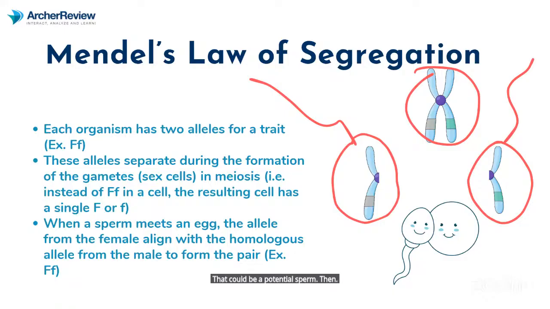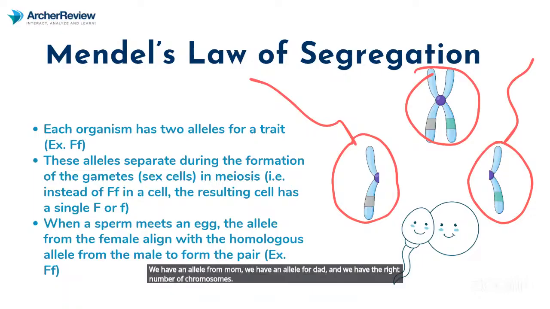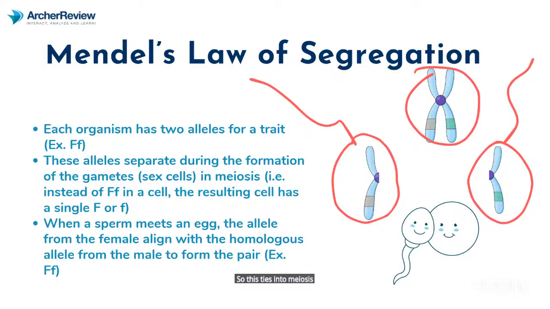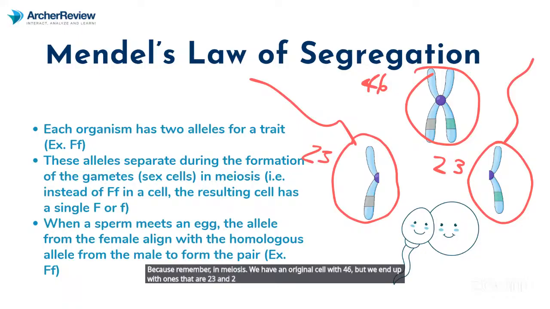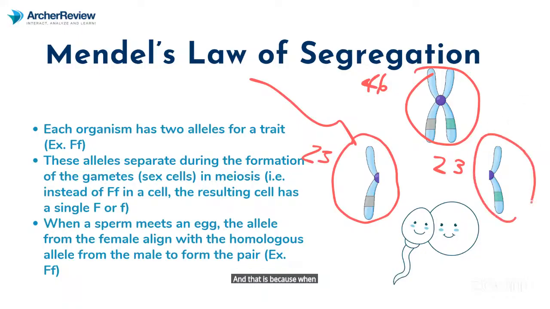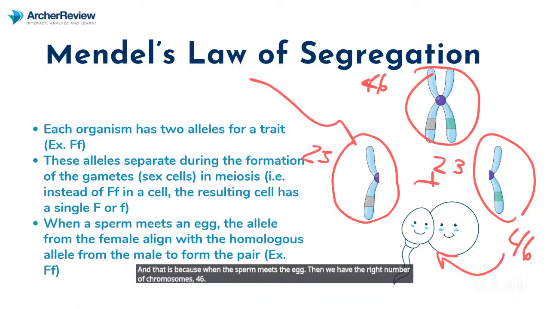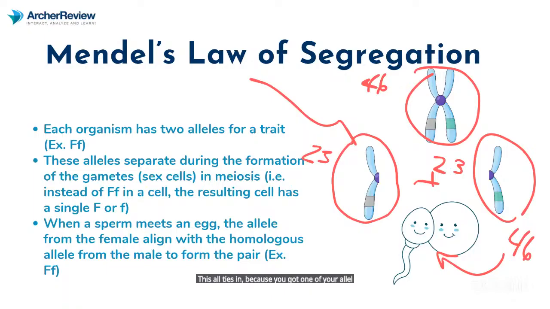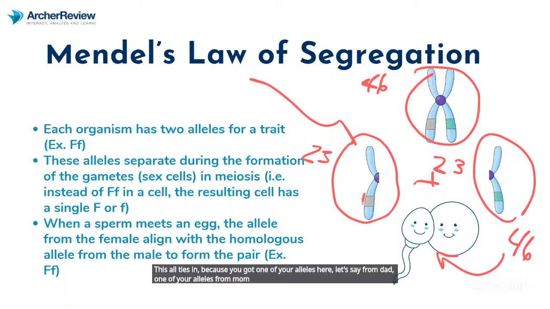Then, when the sperm meets the egg and those unite, we have an allele from mom, we have an allele for dad, and we have the right number of chromosomes. So this ties into meiosis if you participated in my webinar last week, because remember, in meiosis, we have an original cell with 46, but we end up with ones that are 23 and 23. And that is because when the sperm meets the egg, then we have the right number of chromosomes, 46. This all ties in because you got one of your alleles here, let's say from dad, one of your alleles from mom. In this case, it would be a heterozygous version. And now the resulting zygote would be heterozygous for whatever trait we're studying.